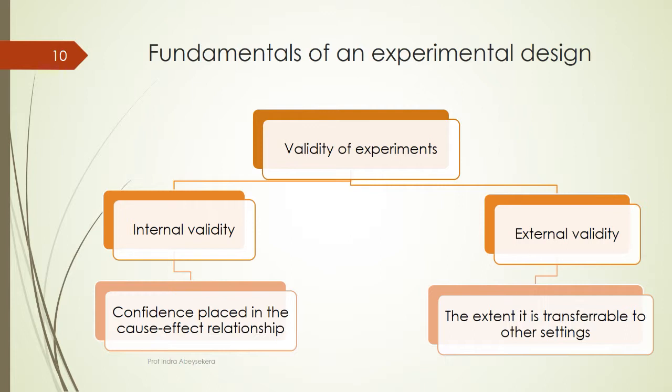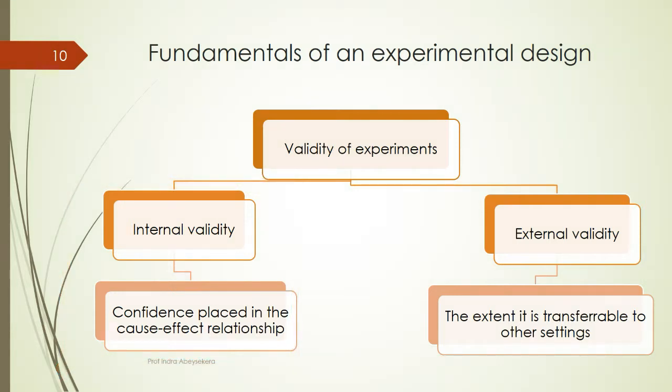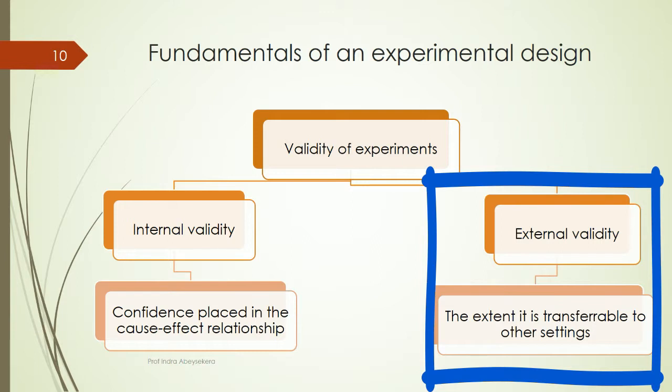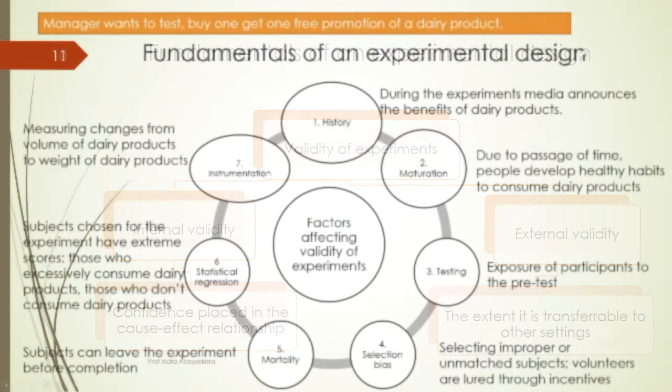When conducting experiments, there are two aspects of validity. One is internal validity. That's the confidence placed in the cause and effect relationship. The other is external validity. That's the extent to which the findings from the experiments can be transferred to other settings. In experiments, we try to maximize the internal validity to increase the cause and effect relationship.